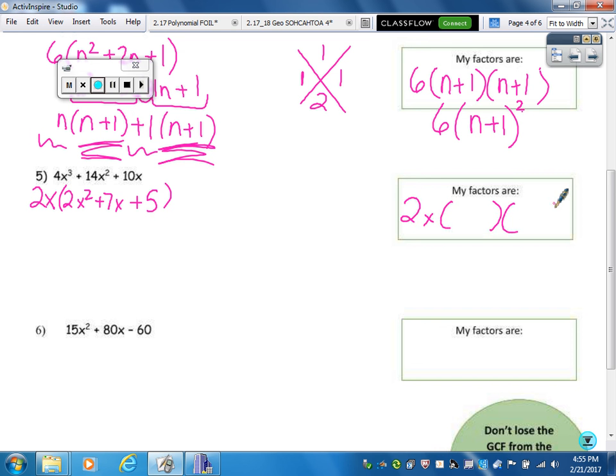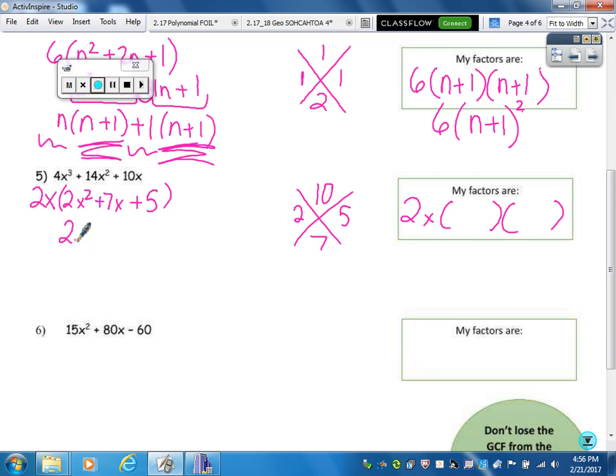Now we've got to find those two binomial factors as well. That's where factor by grouping comes in handy. We need to split up that 7x. Remember how it goes. First times the last, A times c, that's 10. Needs to add to the middle one, 7. That's the one that's being split. Hopefully you've already thought of it as 2 and 5. If you didn't, sorry, didn't mean to spoil that for you.